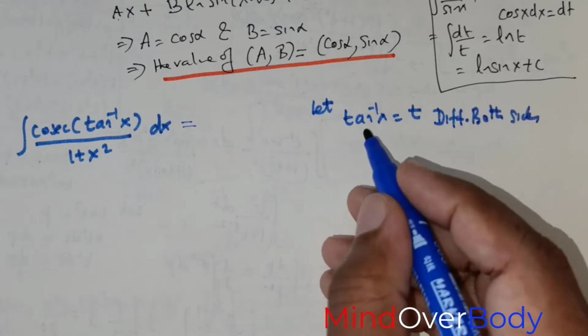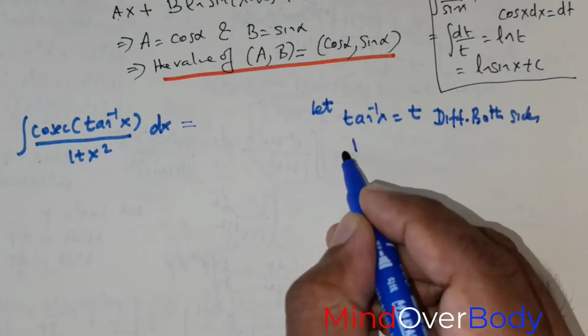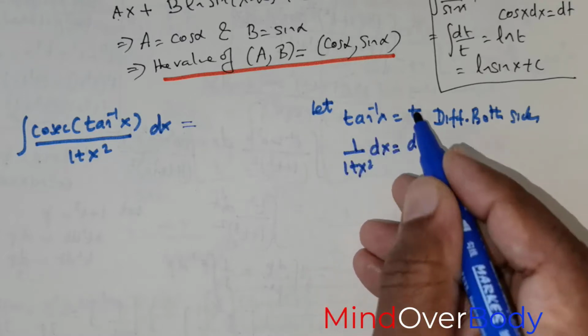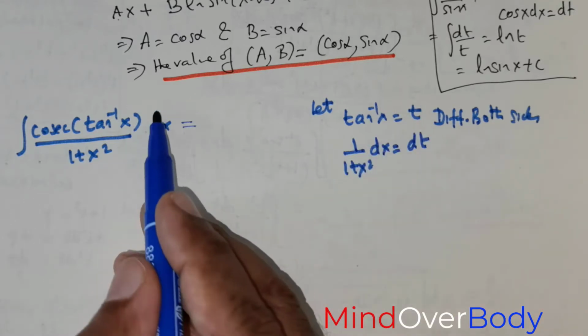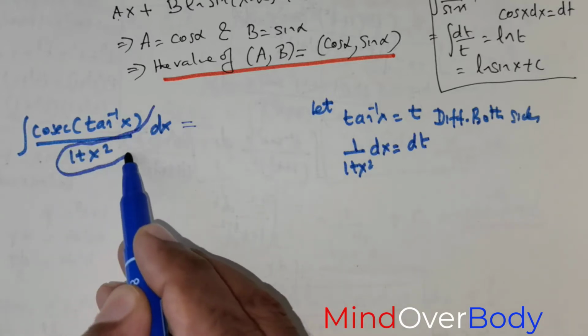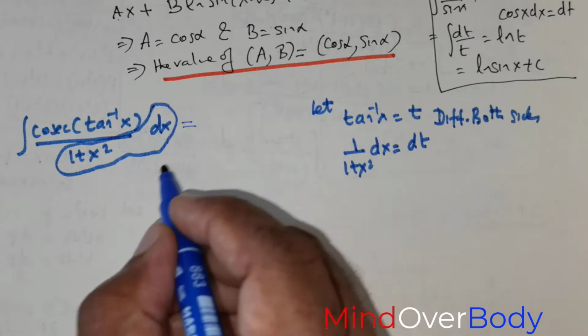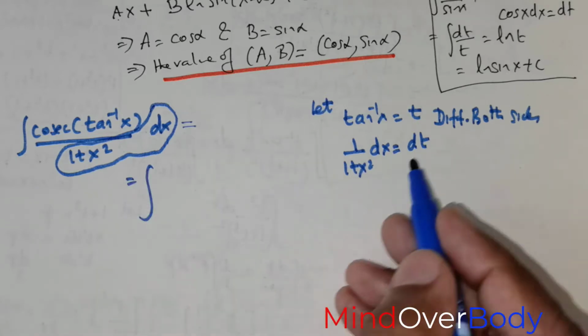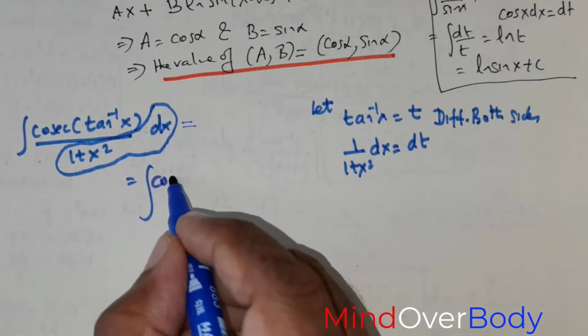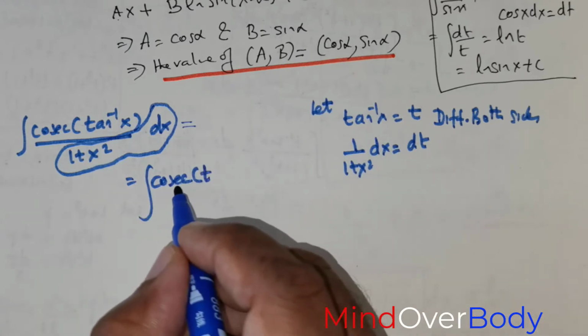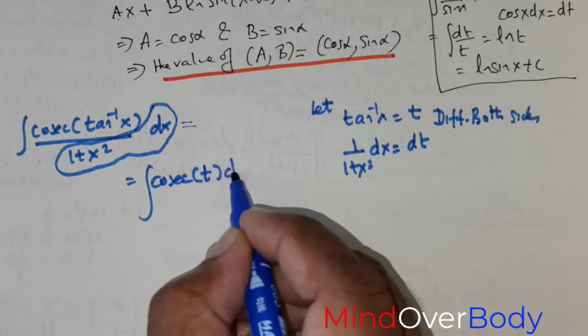So when we differentiate, this is going to give us 1 over 1 plus x squared times dx. Differential of t is dt. So this is what we've got. So in place of dx over 1 plus x squared, I'm going to have dt, and in place of tan inverse of x it's going to be t. So we got cosecant of t times dt.